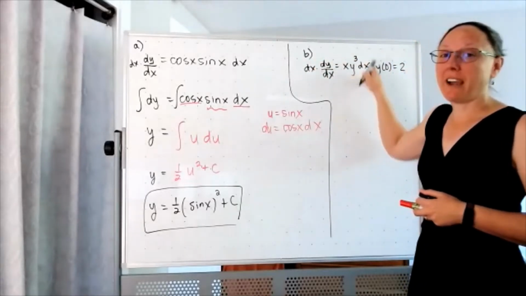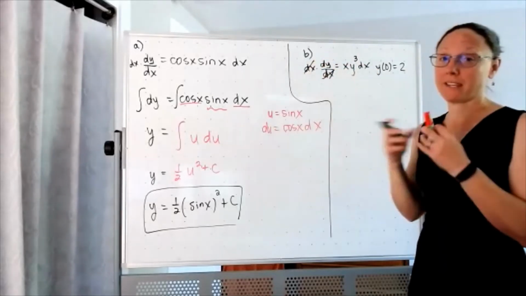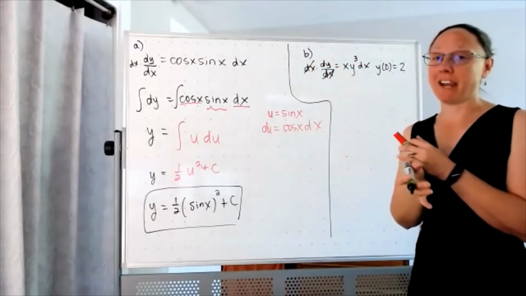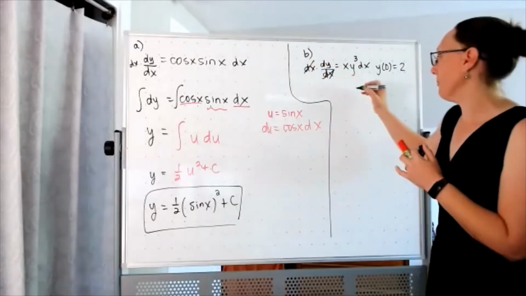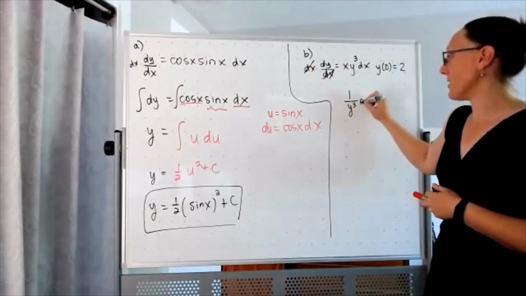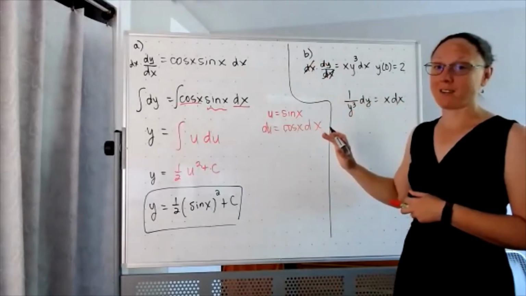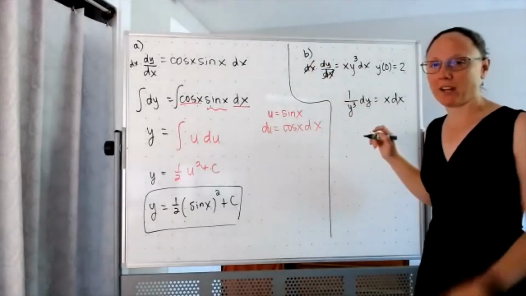And once I do that, I recognize that on the right-hand side, I still have x's and y's mixed up together. I'm going to need to divide by that y cubed to separate them. So I'll have 1 over y cubed dy is equal to x dx. Now I've got my y's on one side, my x's on the other, and I'm ready to integrate.